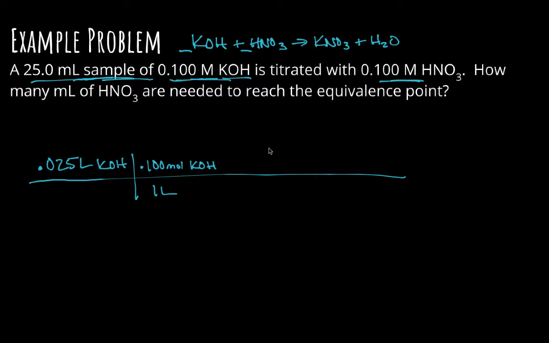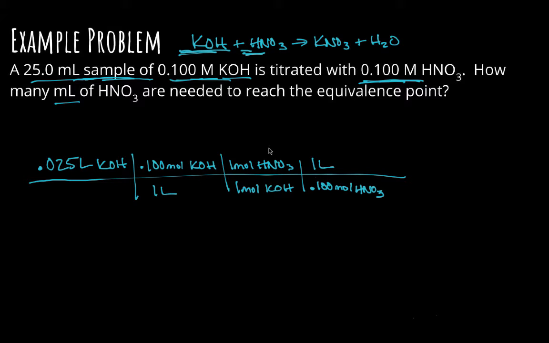To get rid of liters, I'm going to use my mole ratio from the balanced equation to convert to moles of nitric acid. So 1 mole of HNO3 for every 1 mole of KOH. Then I'm going to use the molarity to cancel out moles. So that's 0.100 moles of HNO3 per 1 liter.